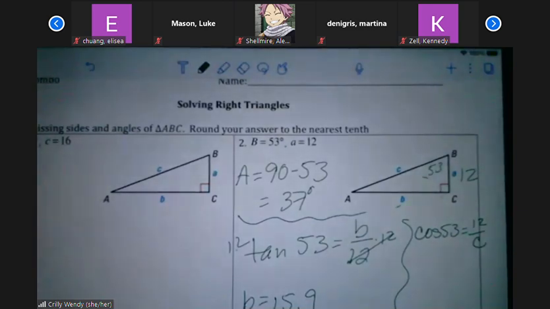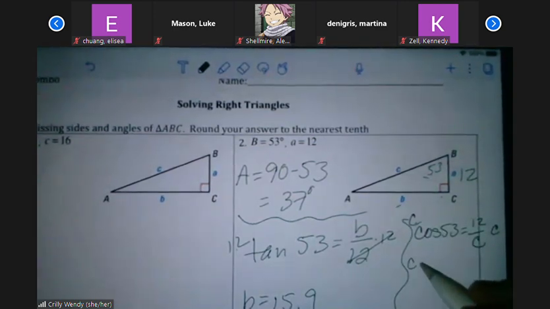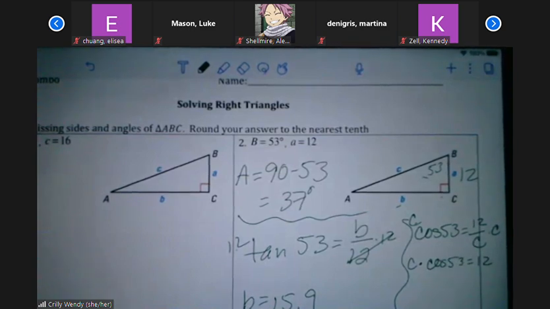Now, this is one of those weird ones where the variable's in the denominator. So we have to first get the variable out of the denominator. So I'm going to multiply both sides by C. So I get C times the cosine of 53 equals 12. Then I'm going to divide by the cosine of 53.